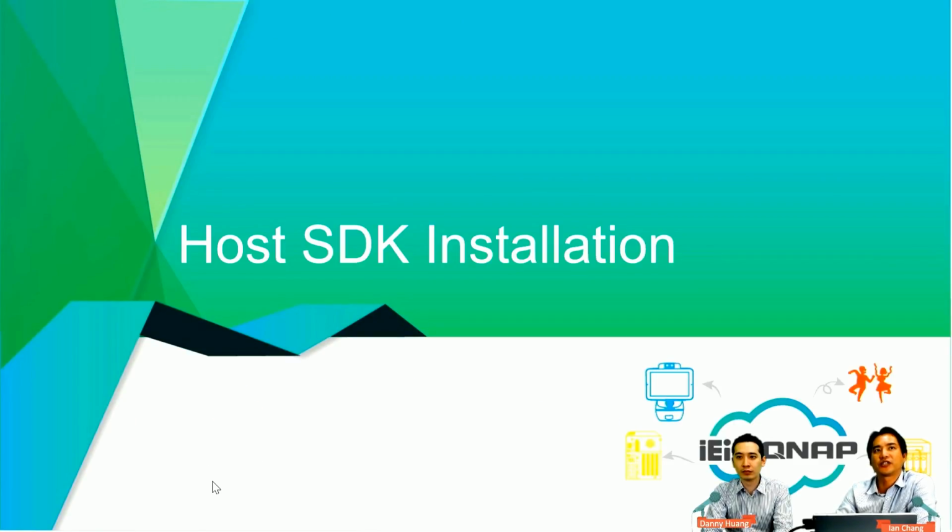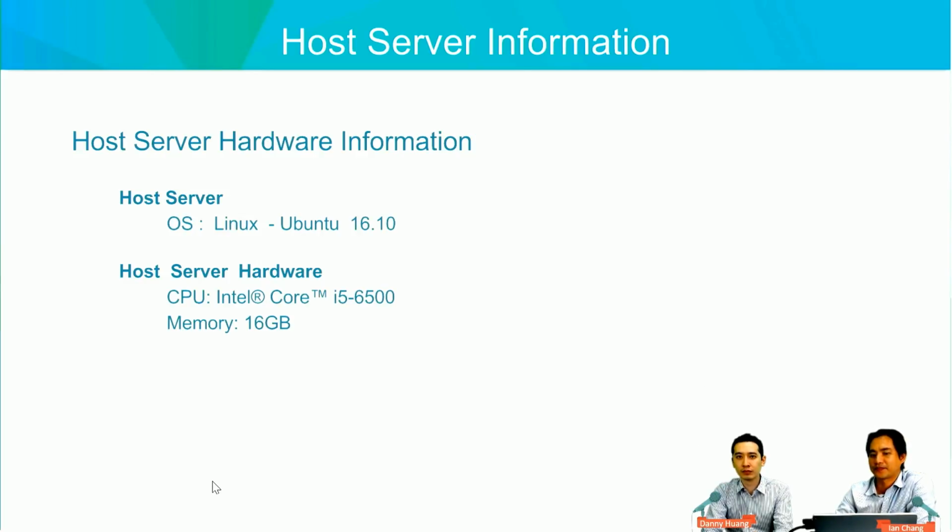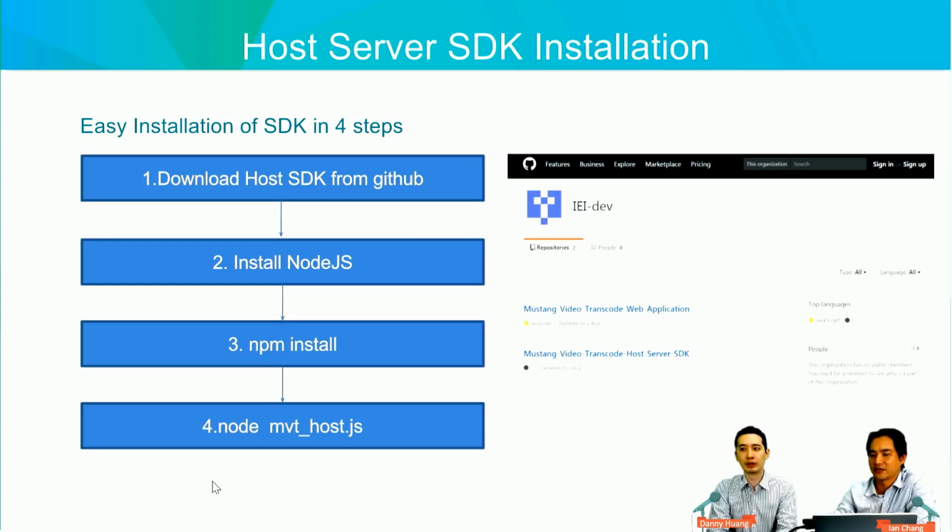Okay, next page is about how to install the host SDK. This is our host server information. The OS is Ubuntu 16.10, and the host server hardware has a Core i5 CPU and 16 GB of memory. For the installation, we have two parts. One is the host server SDK, one is the web application. This first part is the host server SDK, and the host server SDK includes the API.